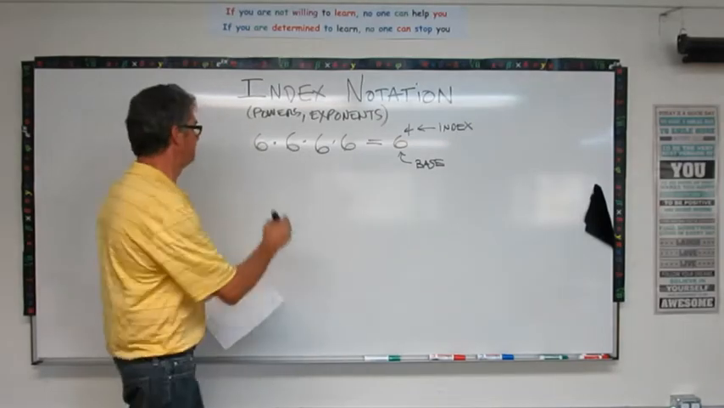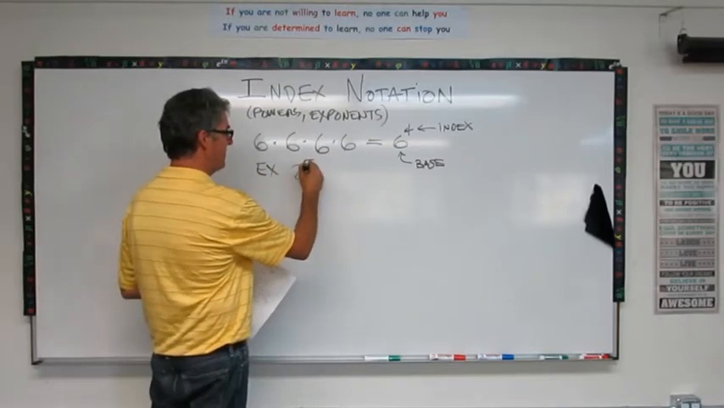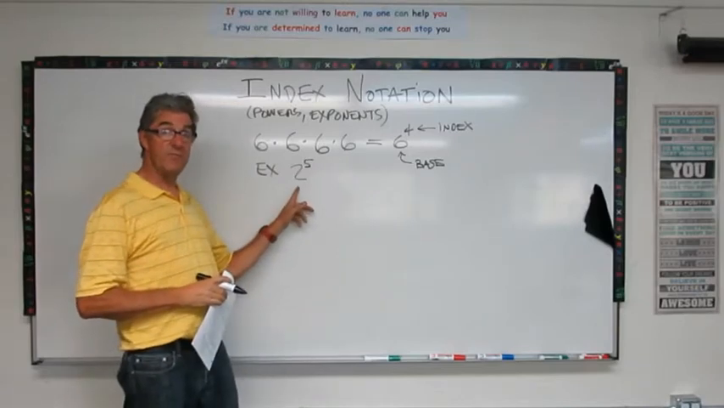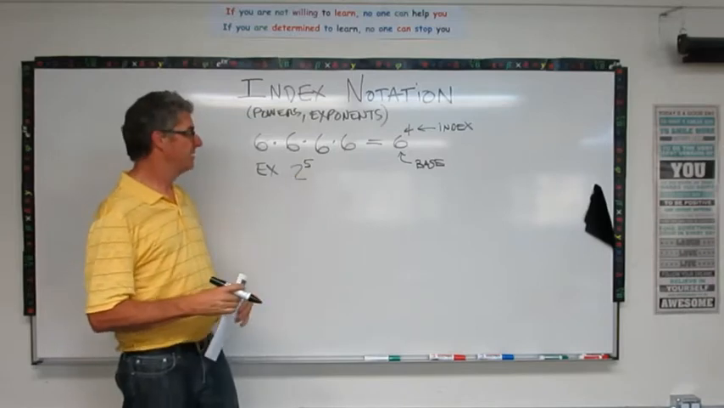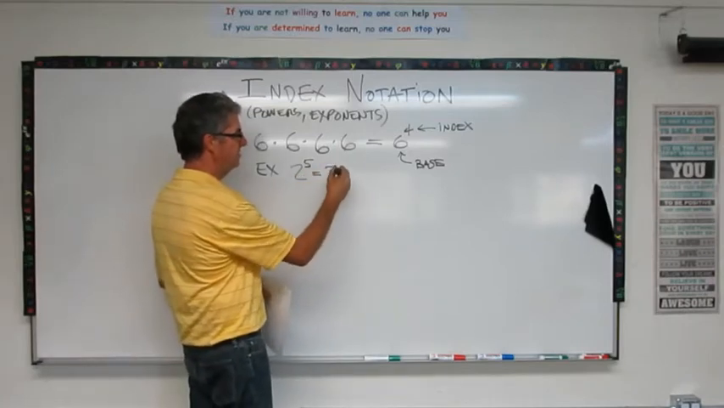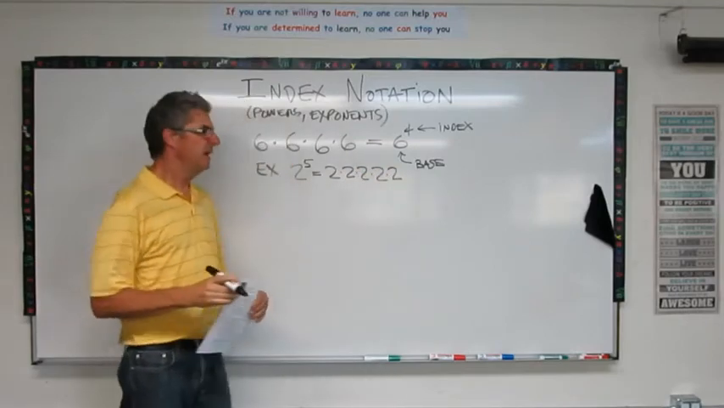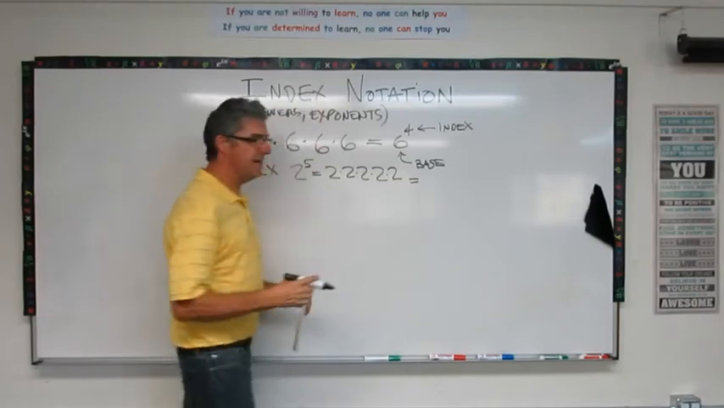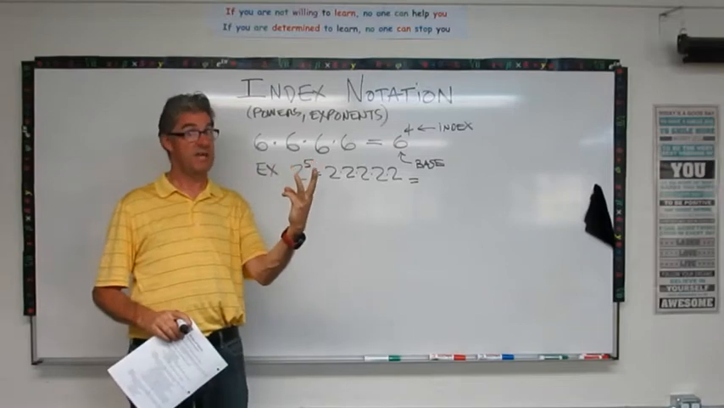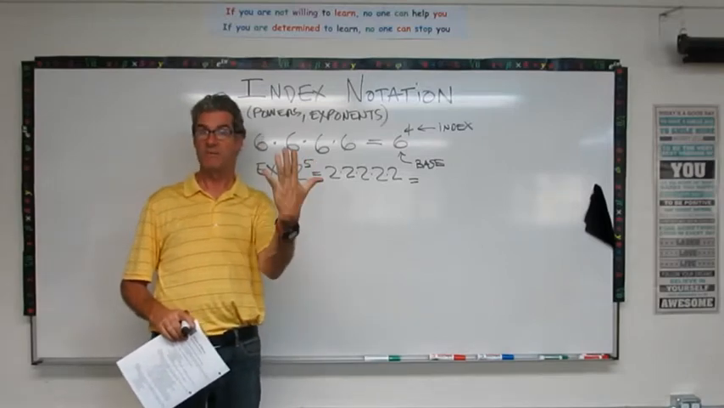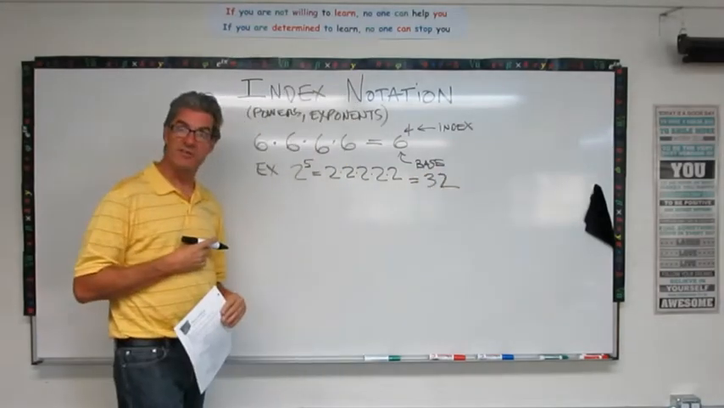Let's do an example. 2 to the 5th. We can say 2 to the 5th power, 2 to the 5, or 2 with the index of 5. What are we going to get? 2 times 2 times 2 times 2 times 2. And just for grins, what's that going to be? 2 times 2 is 4, times 2 again is 8, times 2 again is 16, times 2 one more time, 32. I'm going to give you one to try.